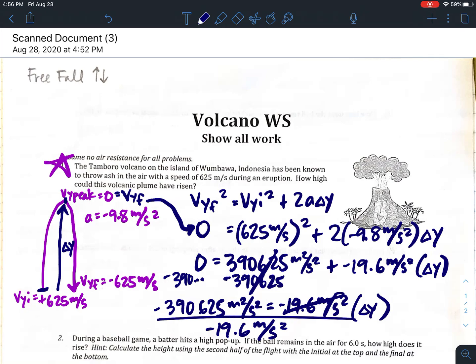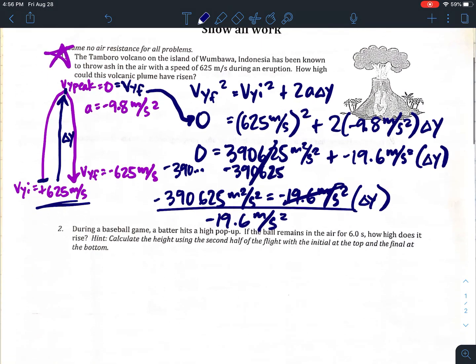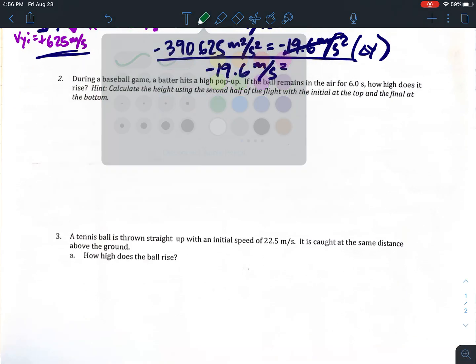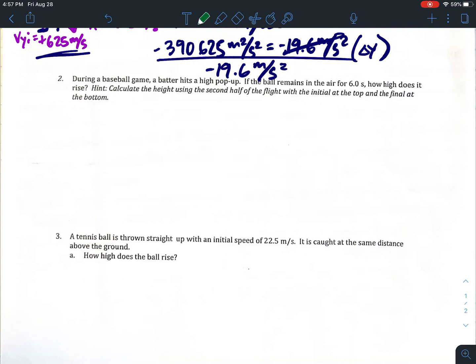My answer is very large, but think about how fast 625 meters per second is. It's really, really, really fast. So this volcanic plume should have an extremely high max height. Okay? So that's example 1. And then the second example I want to just give you a hint on to get started is this baseball one. So it tells you that a batter hits a high pop-up. The ball remains in the air for 6 seconds. How high does it rise?